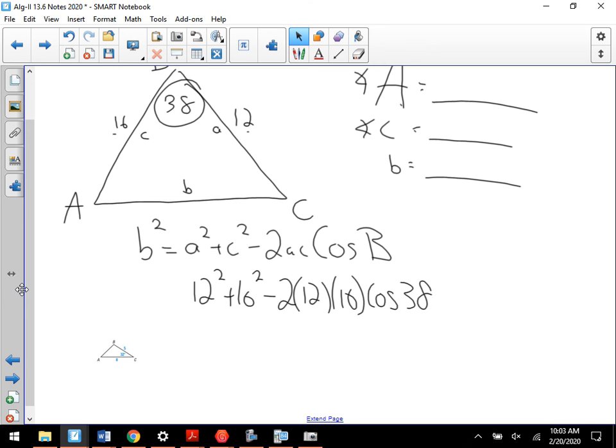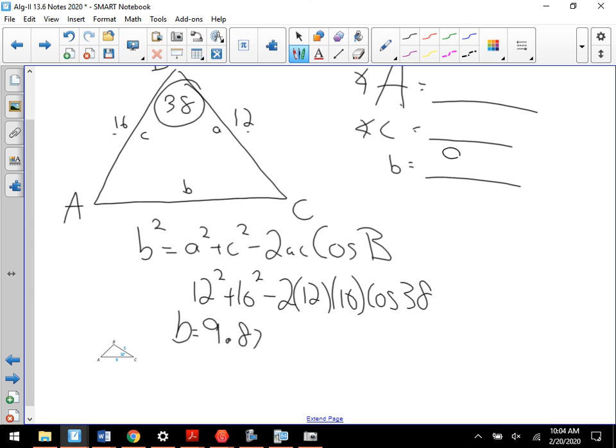I get 97 and change. That equals B squared. What do I do to it? Square root of my answer, 9.87. Do you now have a side and an angle opposite? Yep. So you use law of sines. Here's the trick. Whenever you use law of cosines, if you find a side first, then you're going to use the law of sines after that.